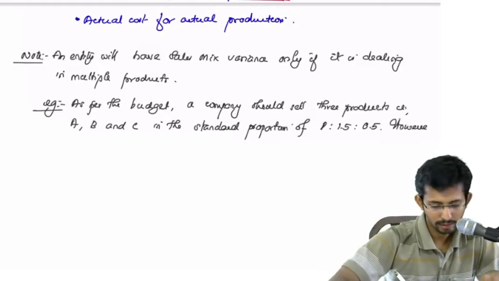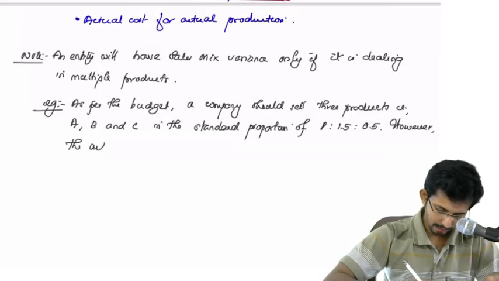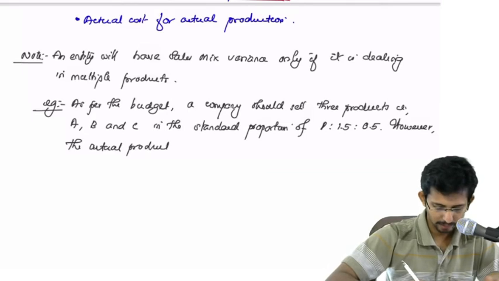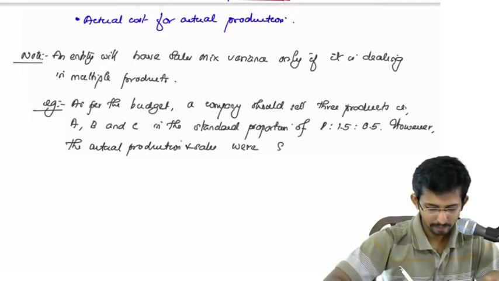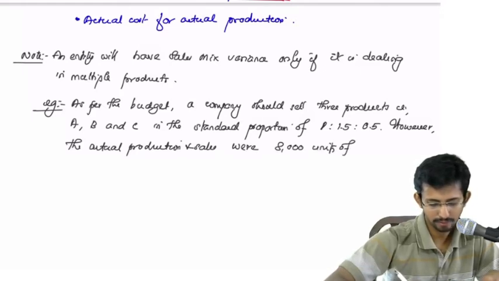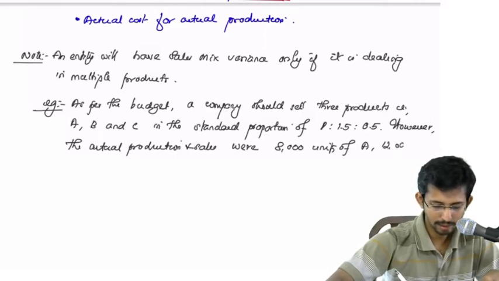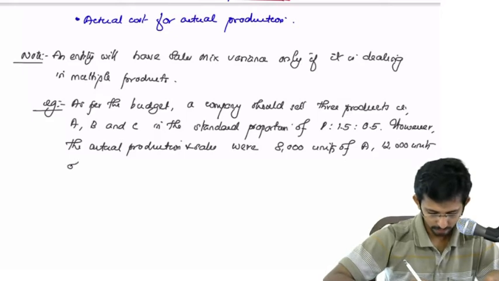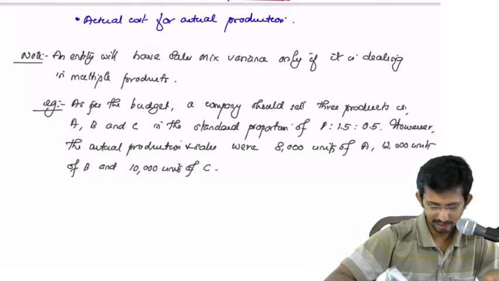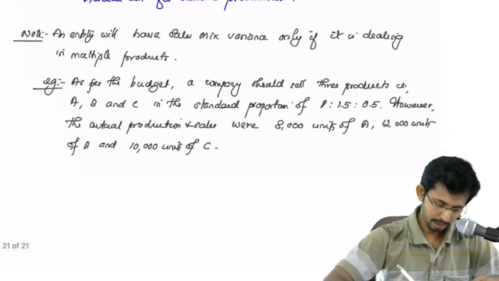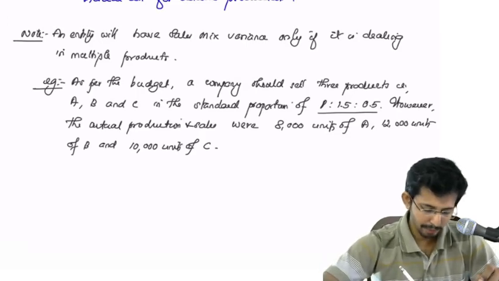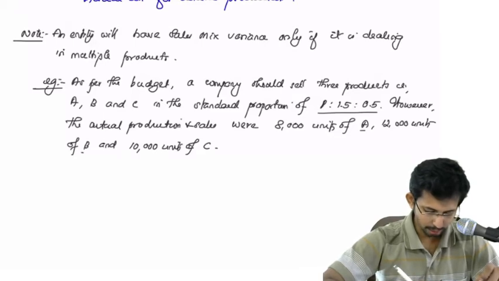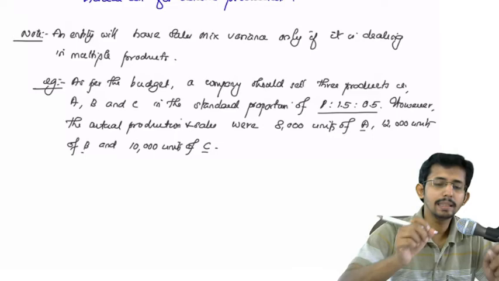That is the standard proportion. However, the actual production and sales were, let us say, 8,000 units of A, 12,000 units of B and 10,000 units of C. Now the standard proportion is 1:1.5:0.5, whereas the actual number of units sold was 8,000 units of A, 12,000 units of B and 10,000 units of C. Can you tell me why the mix variance occurs?